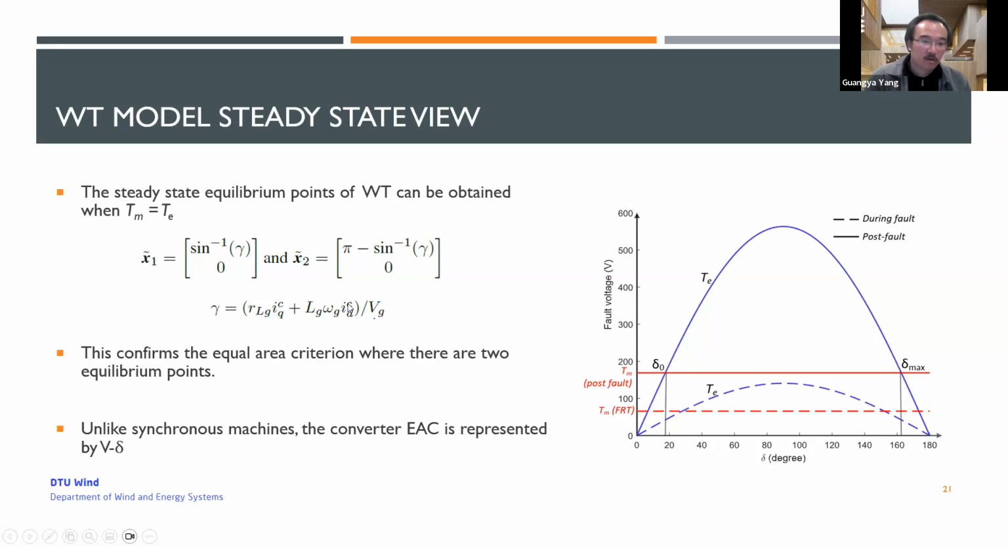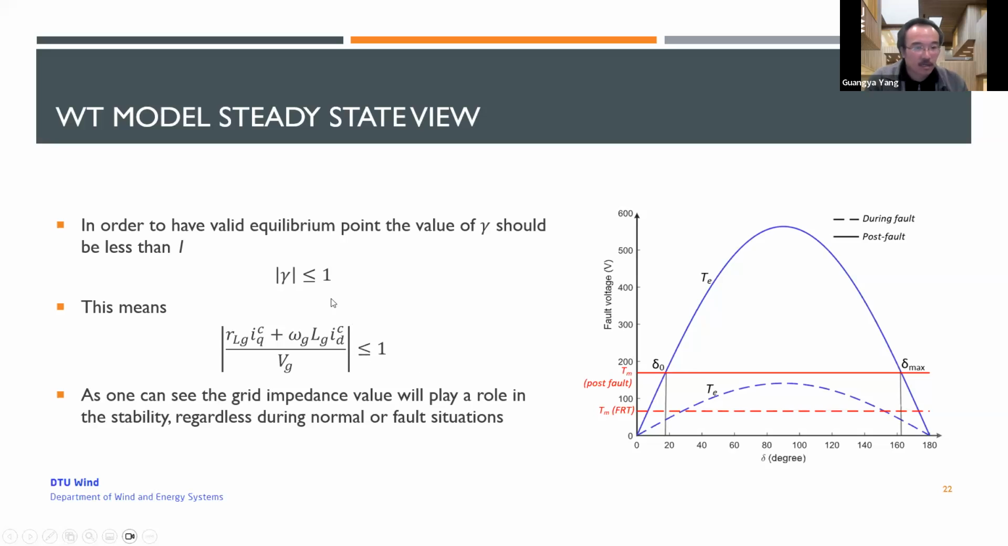And then if you have a really high ID and a weak grid, large omega L, then there could be a case where this eta is larger than 1. Then in that case, you don't have an equilibrium point. That means your curve TM and TE cannot find an intersection point. And in order to have an intersection, this has to be less than or equal to 1. Then you can have this condition established. And you can see here that this grid impedance does play a role for the steady state equilibrium.